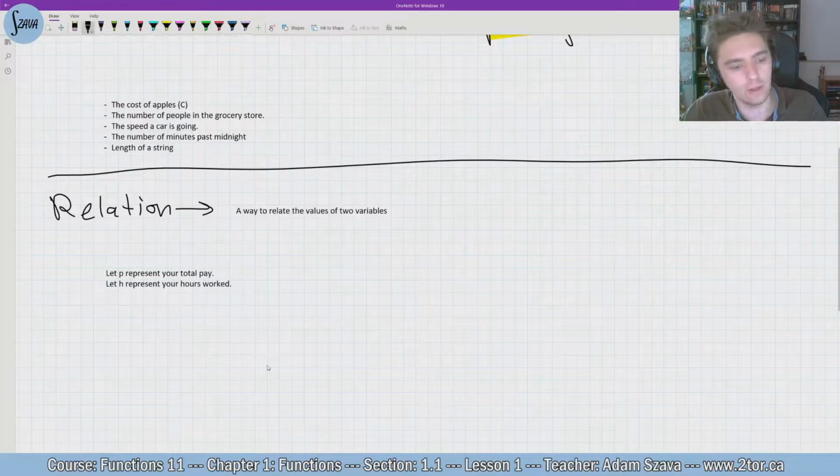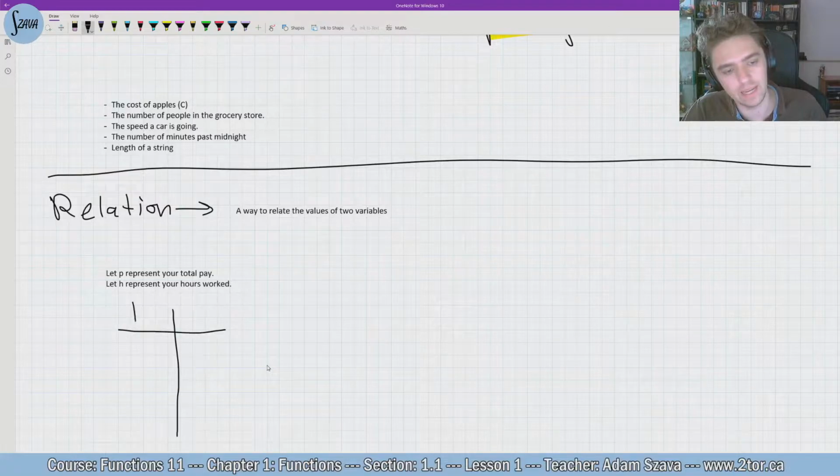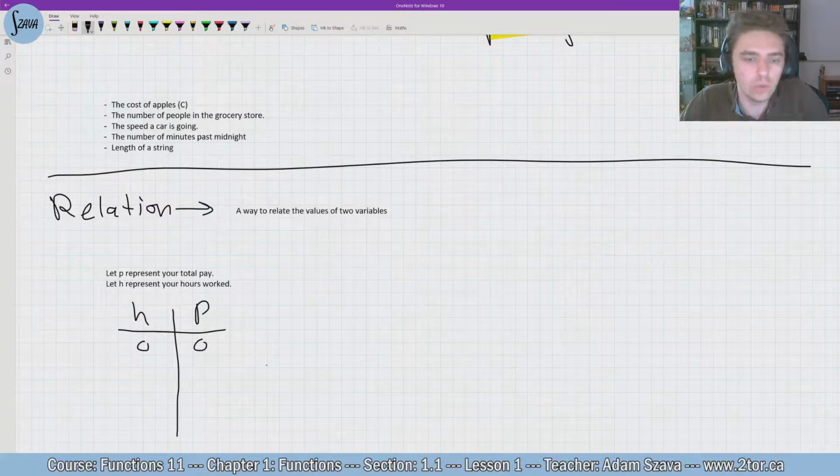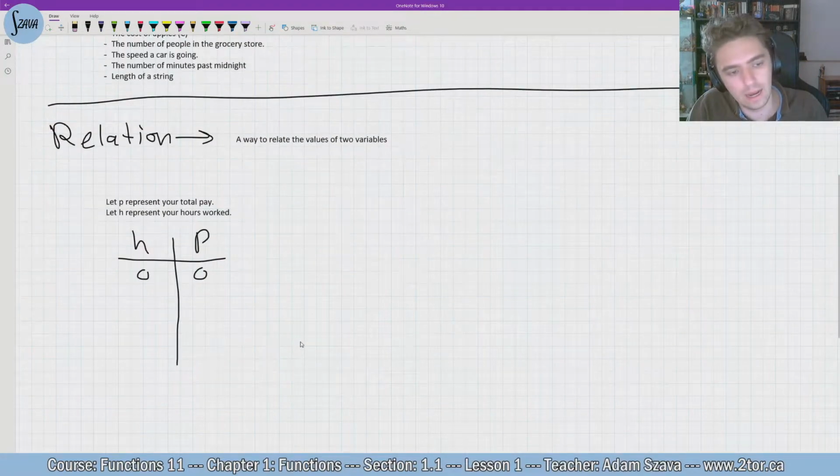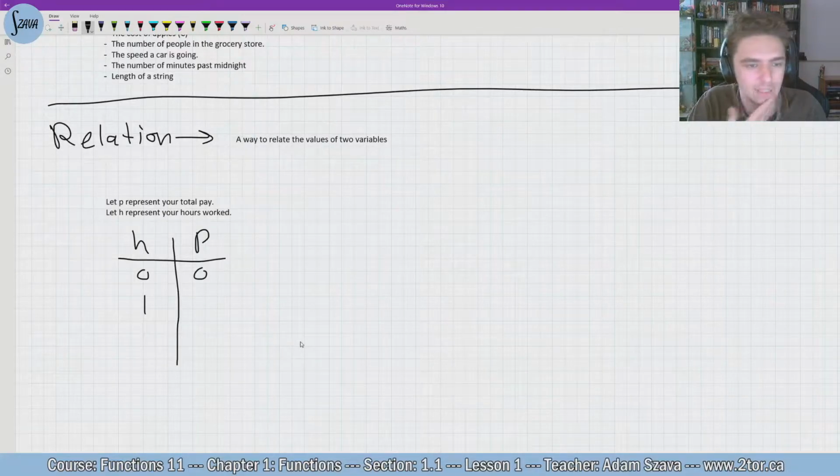So you can imagine that, if we make a little table of values here, if H is 0, then your pay is 0, right? So in a way, we've related the two variables. There's a relation here. If you work 0 hours, you get paid $0. There's a relationship between P and H here, or H and P, right? If we work 1 hour, then we get whatever our total pay is.